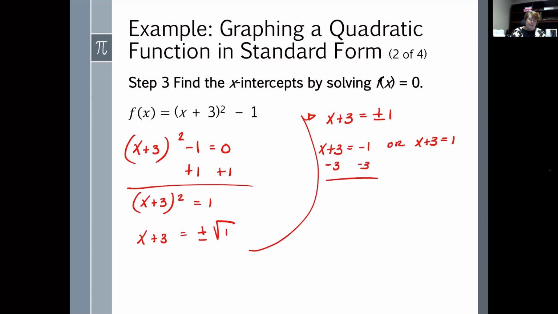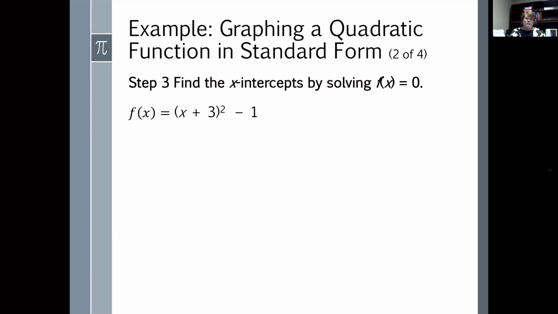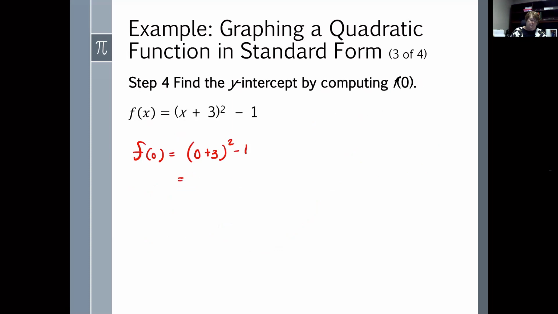Subtract 3 from both sides here. X equals -4, so there's one x-intercept. Subtract 3 here. 1 minus 3 is -2. So there are my two x-intercepts. To find the y-intercept, we evaluate the function at 0. Three squared is 9. 9 minus 1 is 8.